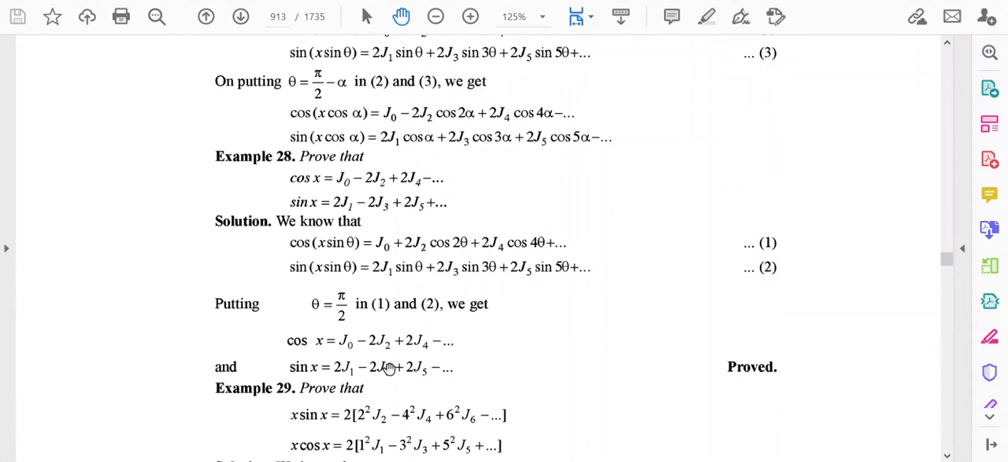So then we will obtain that cos series and sin series, and we can show that this cosine function and sine function can be expanded in terms of the Bessel functions. So we have proved this fact.